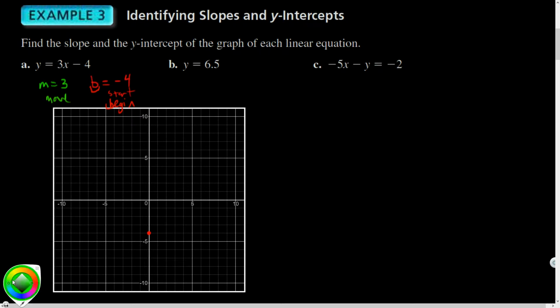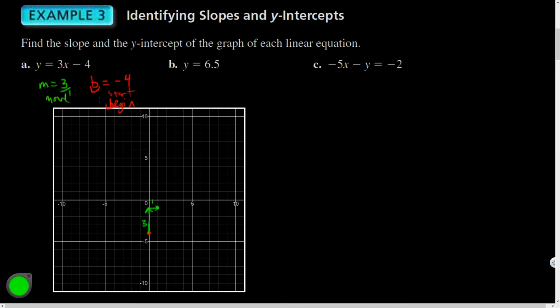And then I'm going to move by my slope. So my slope is 3. So I'm going to go where? Wait a minute, 3. Don't I need a run? What's the run? Yeah, 3/1. So I can move up 3 and over 1.